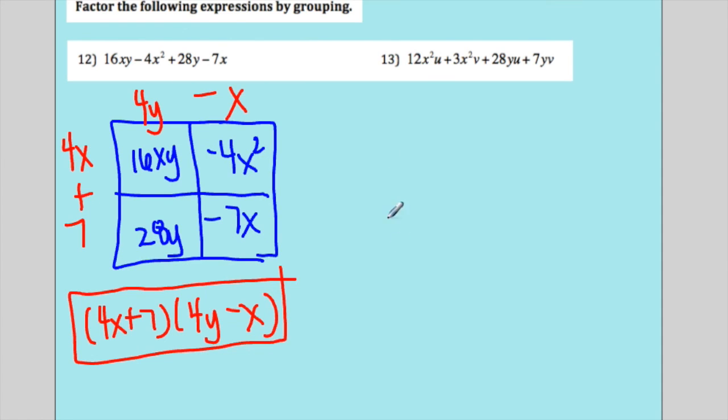Now we're going to go ahead and just do it by grouping. So I look at the first 2, and then I look at the second 2. Okay, so looking at my first 2, I have 12 and 3. I say, what are they both divisible by? They're both divisible by 3. I have an x squared and an x squared, so I can take out an x squared. Then I have a u and a v over here, so I can't take those out.